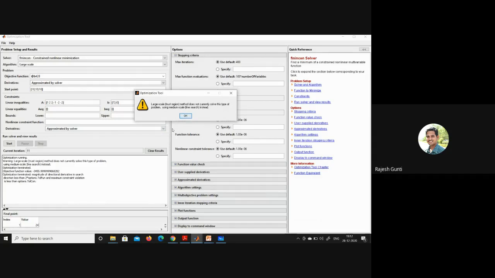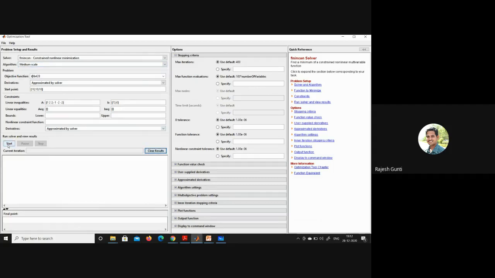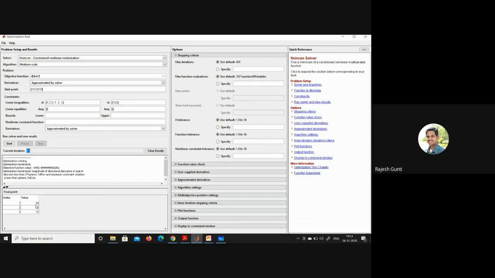Stress in matrix does not correctly solve this type of problem using medium scale. We take a medium scale, suggesting medium scale. Okay, we have the values. x1 is 24, x2 is 12, x3 is equal to 12. Okay, x1 is equal to 24, x2 is equal to 12, x3 is equal to 12.